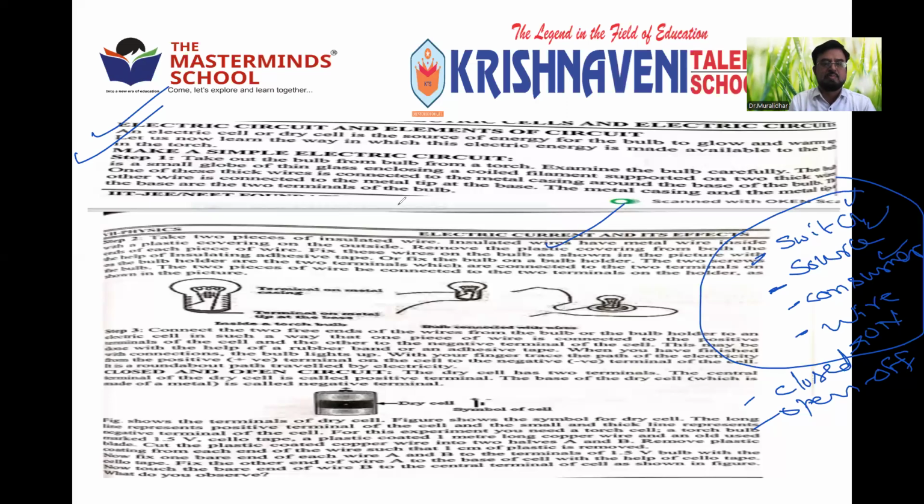I'll simplify an example. Say this is the symbol of a battery. That is the source, I represent it like this. Suppose this is the bulb. The bulb is the consumer. And say this is the switch. And these three are connected like this.